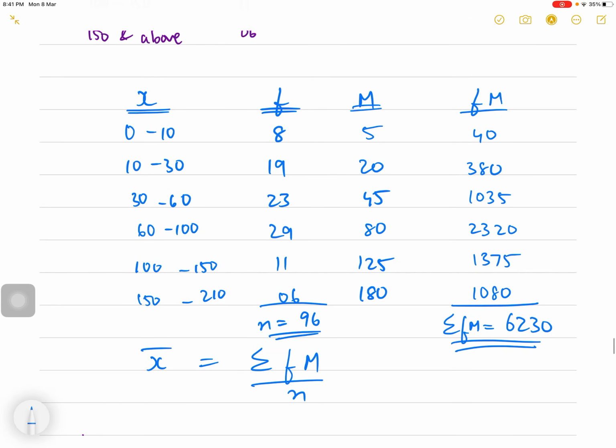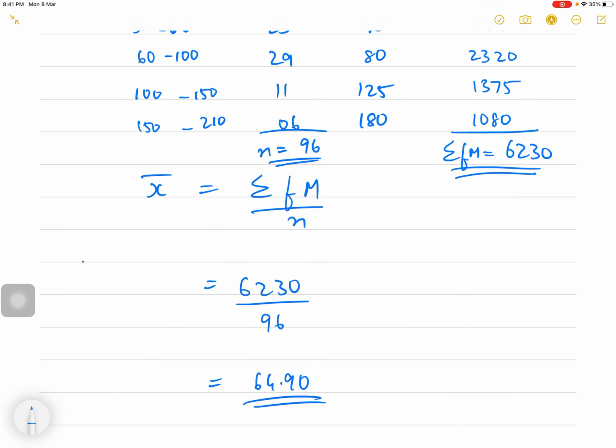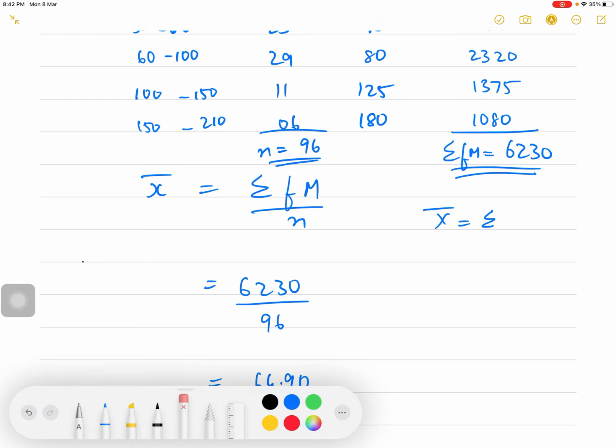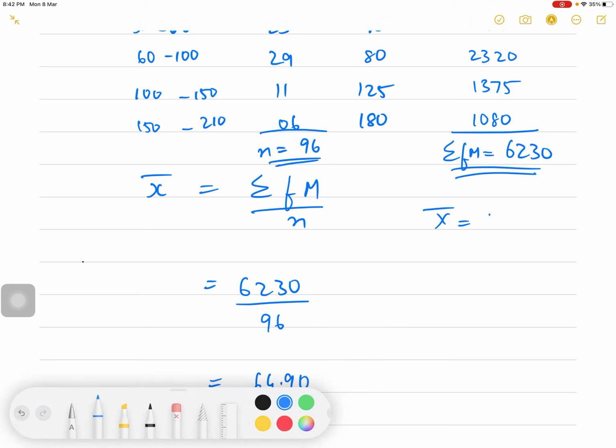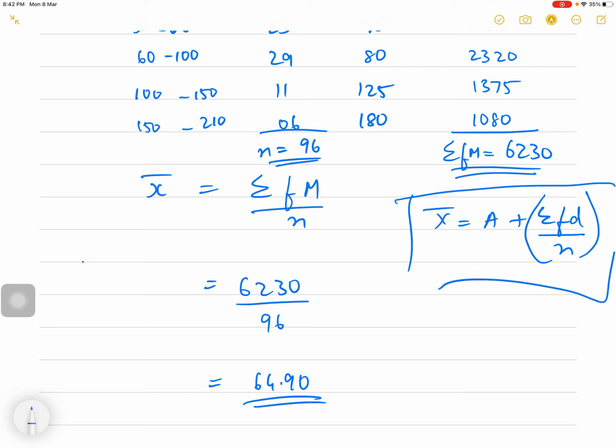The same problem we can solve using the deviation method as well. You know the formula in case of the deviation method is x bar is equal to a plus summation fd upon n. You can put this in a bracket. Solving this in the deviation method, let that be your homework. Do it as homework and your answer should be 64.90.